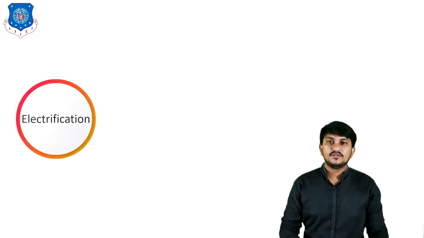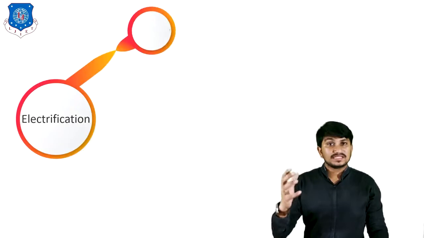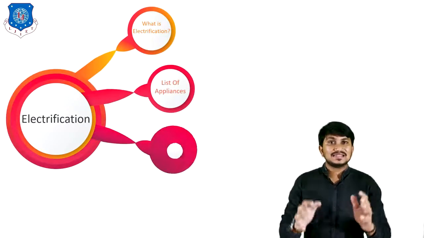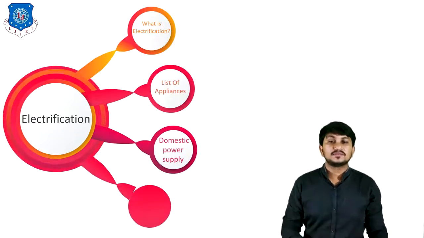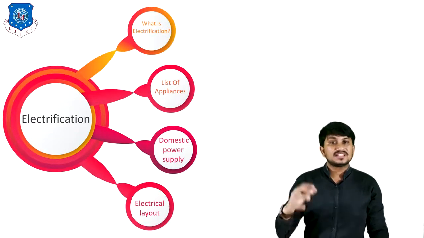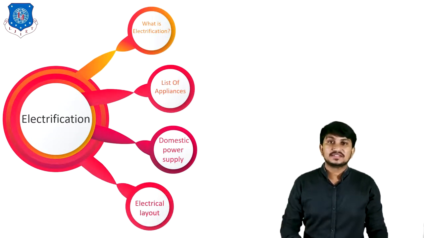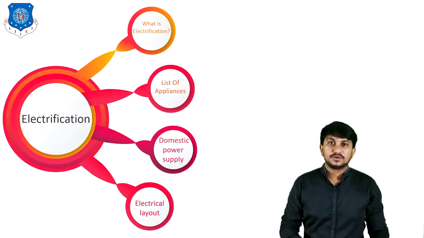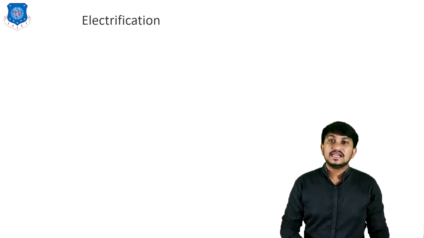In this topic, we will discuss first, what is electrification. Then we will discuss various appliances which are run by electricity. Then we will discuss domestic power supply, and lastly we will discuss the electrical layout for a residential building. So let's start with what is electrification.